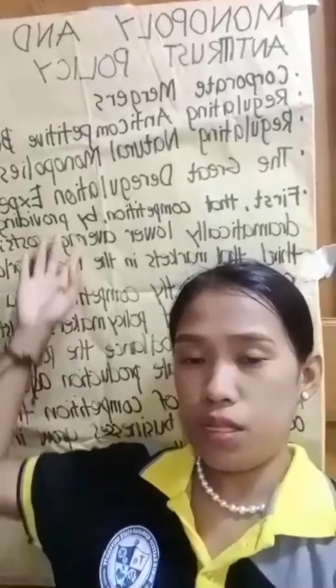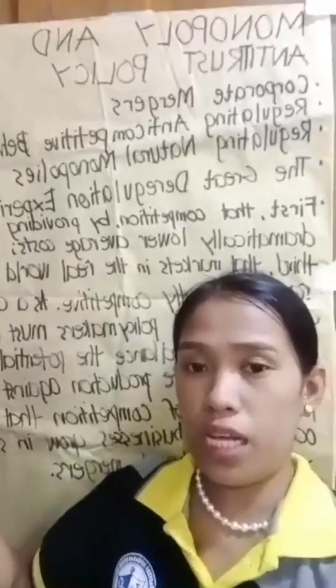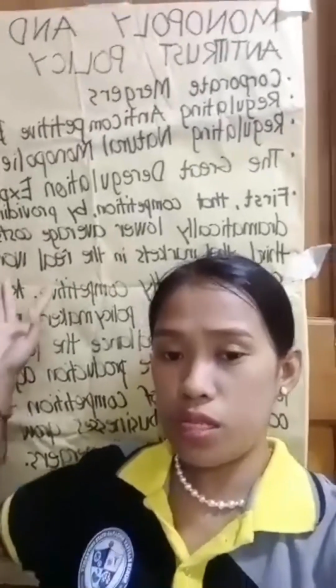This is all about the introduction to monopoly and antitrust policies. I will discuss it to you. Monopoly is a market controlled by one seller with a good or service that has no close substitutes. A competitive market is like street foods, which exactly captures competition.